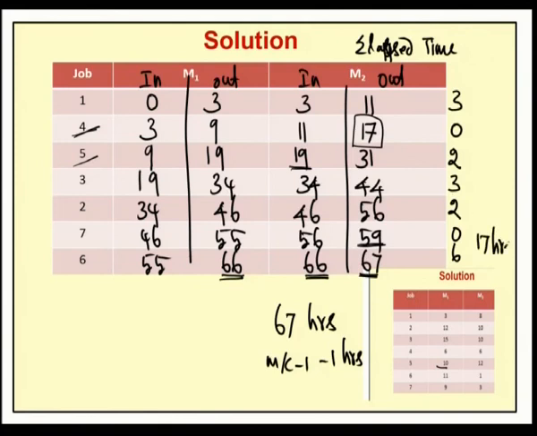So for this problem, the total elapsed time is 67 hours, and the idle time for machine 1 is 1 hour and for machine 2 is 17 hours.